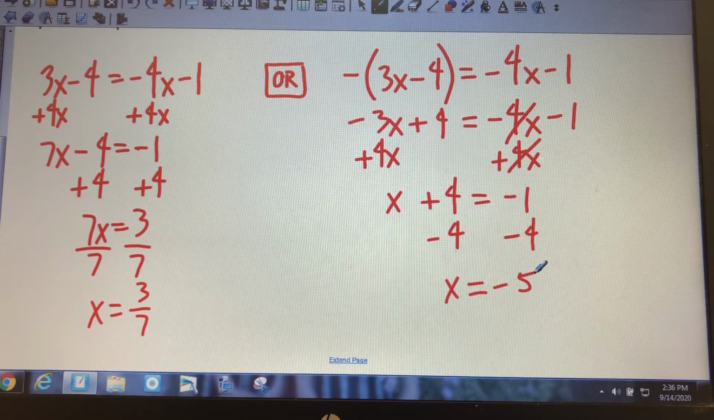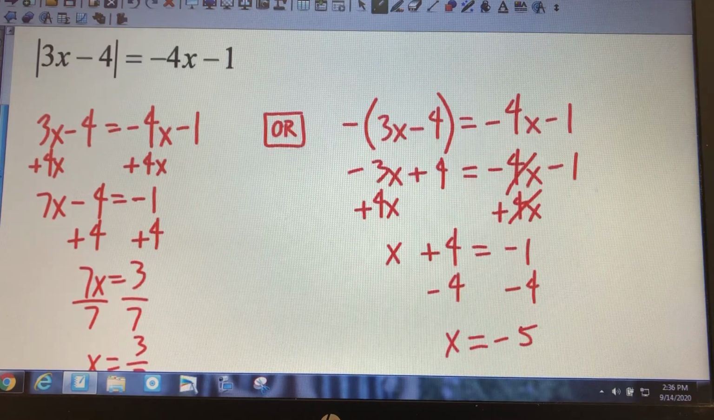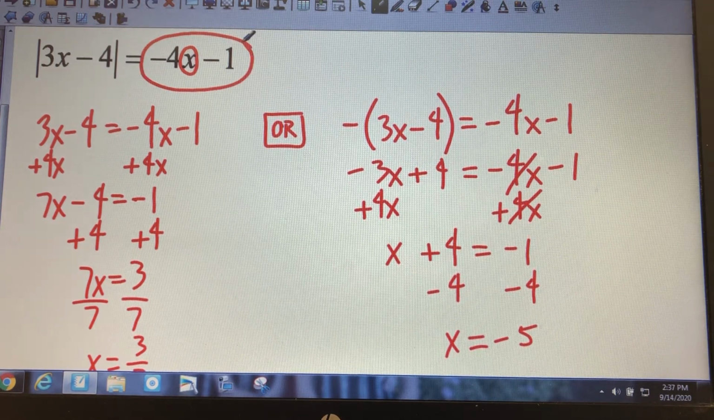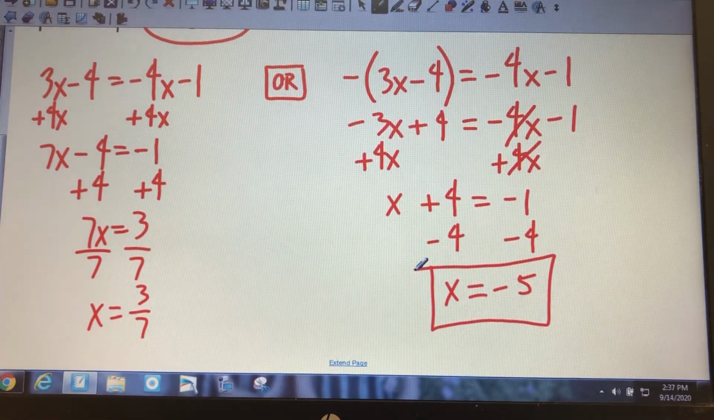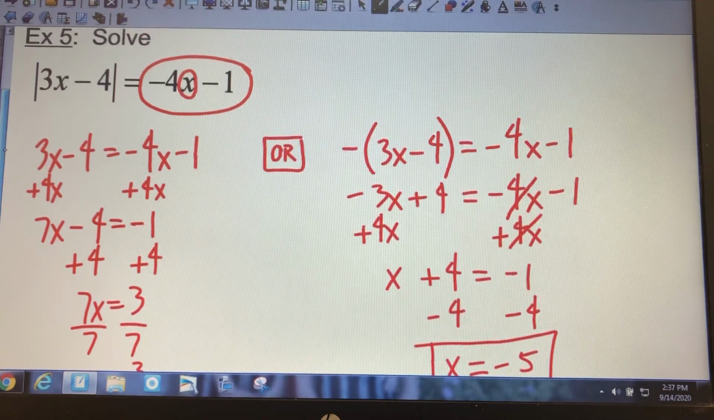Now, when you plug these back into the original equation, so you've got to go all the way back to the original equation, the key here is when you plug this in here, this whole side needs to be greater than or equal to 0, right? Because the absolute value is always going to be 0 or positive. Now the -5 is real easy to check. -4 times -5 is 20, minus 1 is 19. So that's kind of a good indication that that's going to work. So that x equals -5 does work. The 3/7, however, does not work.